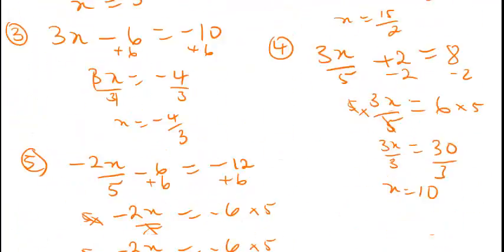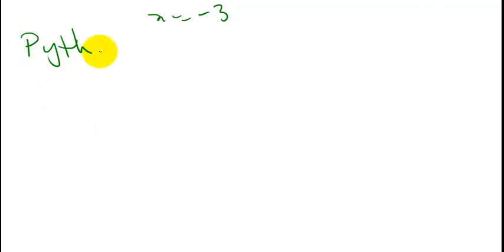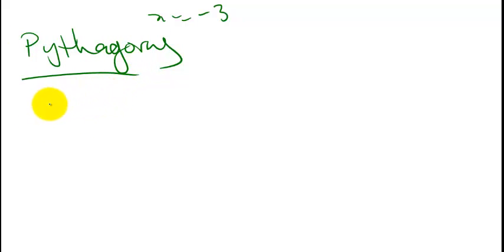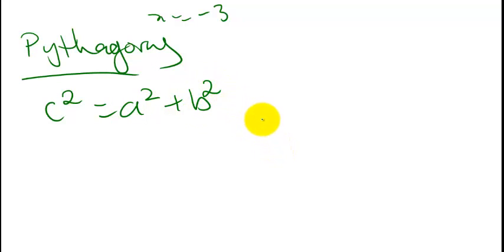Pythagoras. I love Pythagoras. Easy one. C squared equals A squared plus B squared. I used to have problems with this because I kept memorizing it wrong. Now, C squared equals A squared plus B squared.